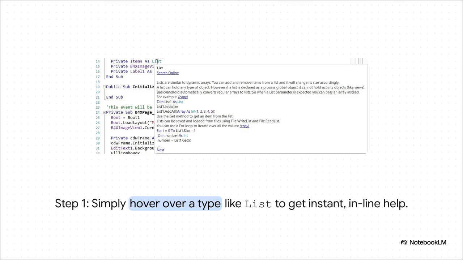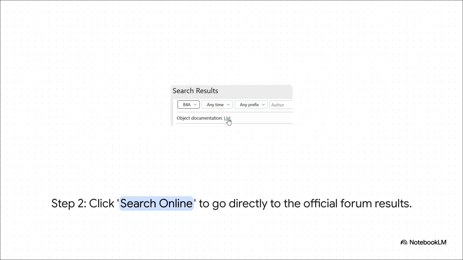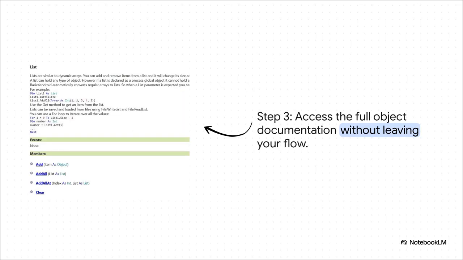Step 1, you literally just hover your mouse over a type, like list in this example, and just like that, a helpful little pop-up appears with a quick summary right where you need it. But what if you need more detail? You don't even have to open a new tab and start typing. Right there on the pop-up, you just click Search Online, and it zips you right over to the official B4X forums with search results already filtered for you. And from there, it's just one more click to get the full detailed documentation with every method and property listed out. And the absolute best part of this whole thing, you never had to leave your code. Your flow is completely uninterrupted.